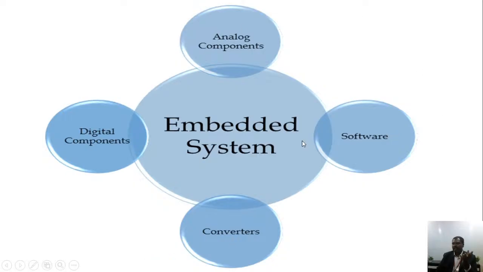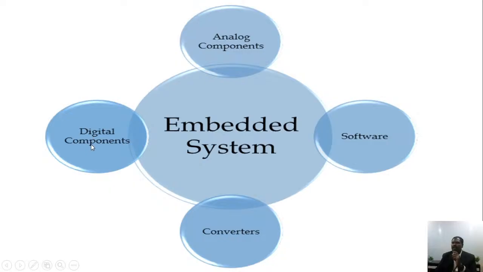If you are concentrating on the particular domain of embedded systems, you will definitely know about this pie chart, right? You definitely need to know these components. These components mingle to form an embedded system product. So: digital components, analog components, software, and converters, right? What is a digital component? Components which work on zeros and ones are digital components. For example, the IR sensor is a best example of a digital component.